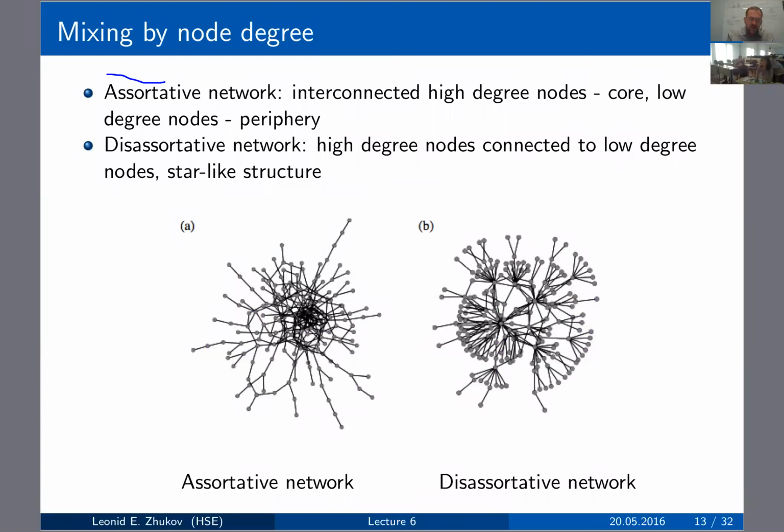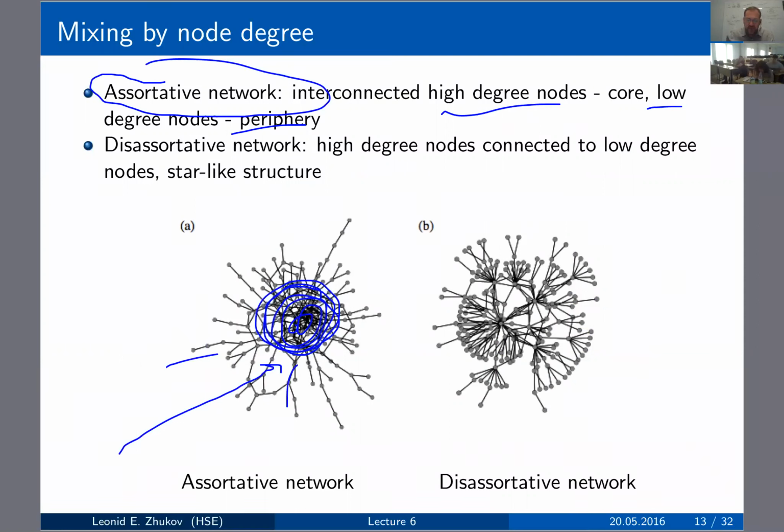So if the network is assortative, again, you have high degree nodes connected to high degree nodes, and low degree nodes connected to low degree nodes. As a result, you will see a very densely connected centroid of the graph, and then a lot of long edges coming out, long chains of nodes. And that's a signature of assortative mixing.